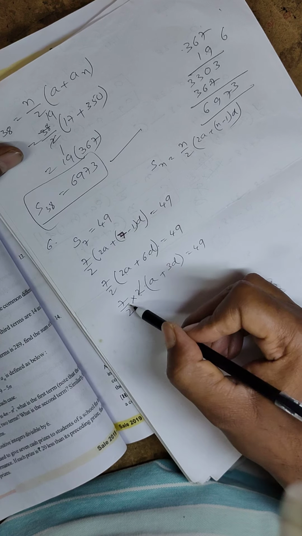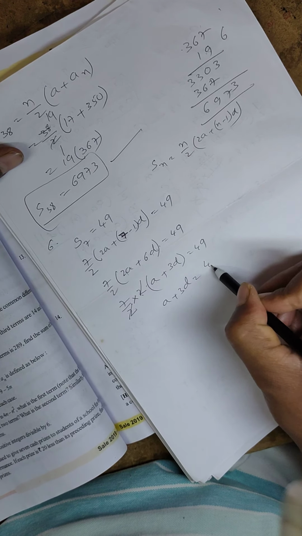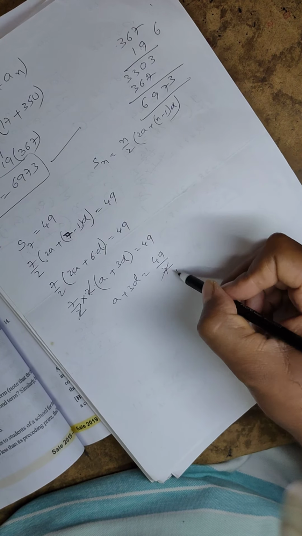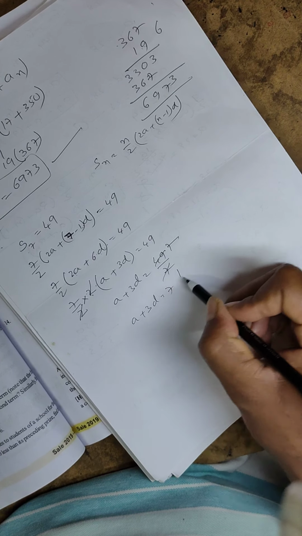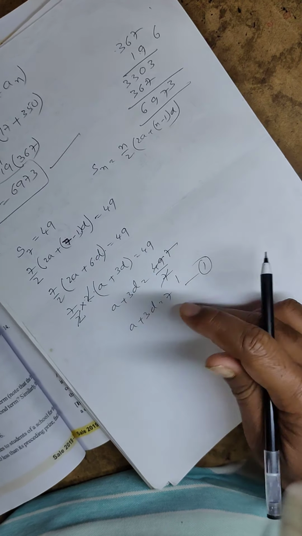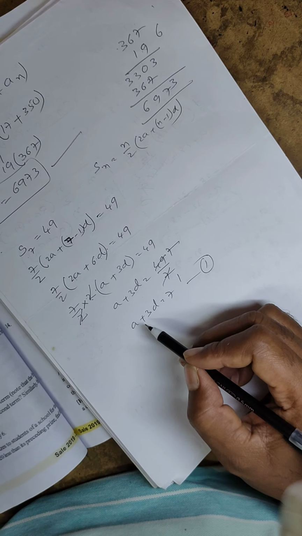Now, 2 is in the numerator, 2 is in the denominator. So, a plus 3d is equal to, this 7 is multiplying here. If you transpose it to this side, it will divide. 7 sevens. So, a plus 3d is equal to 7, you got it. It is equation number 1. With S7 equal to 49, we solved and we got one equation in terms of a and d.